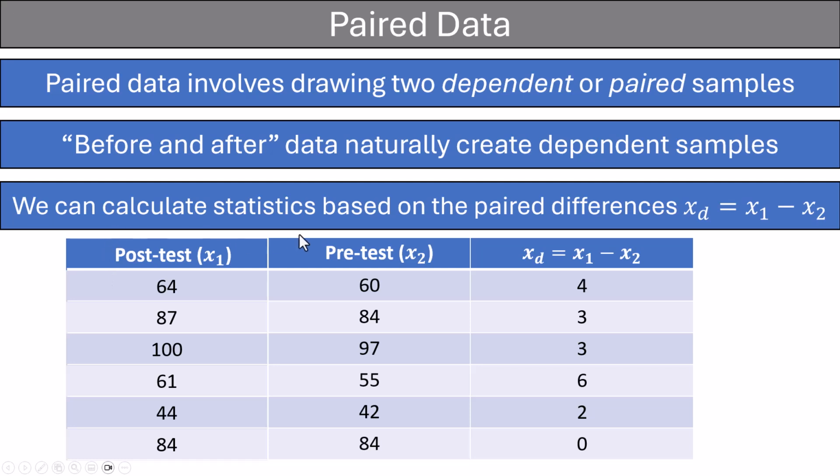We can calculate statistics based on the paired differences. X bar sub d, for example, is the mean of the difference column, which is equal to 3. S sub d is the standard deviation of the difference column, which ends up being 2. In general, anything that has a subscript d is referring to the difference data. Let's take a look at an example.